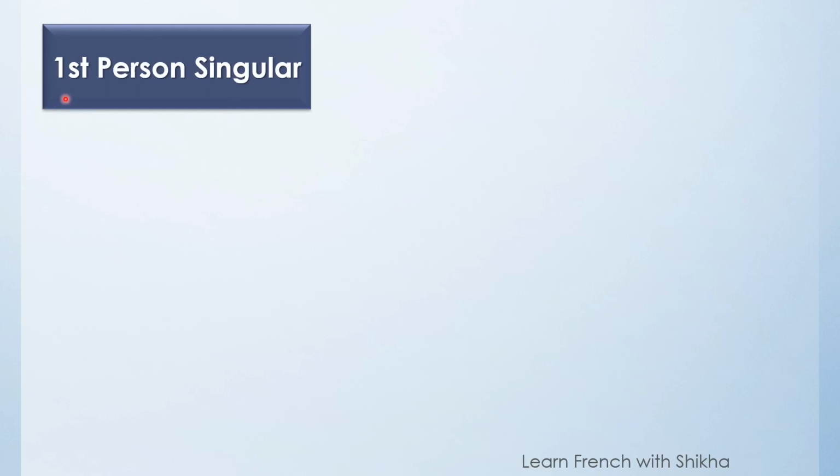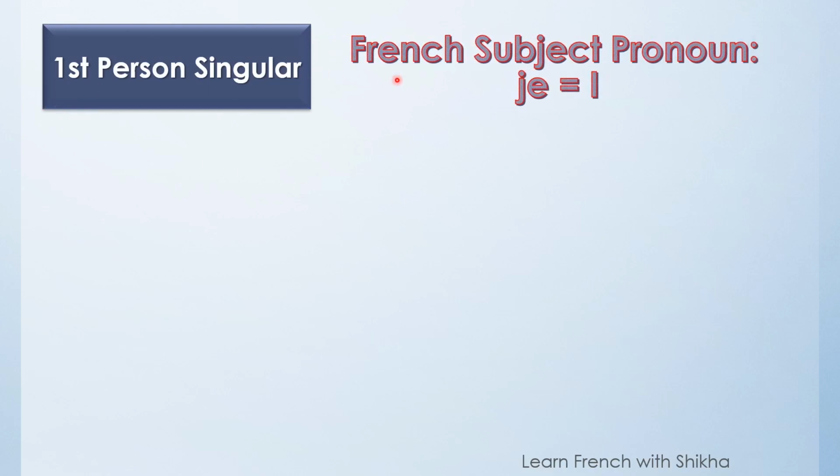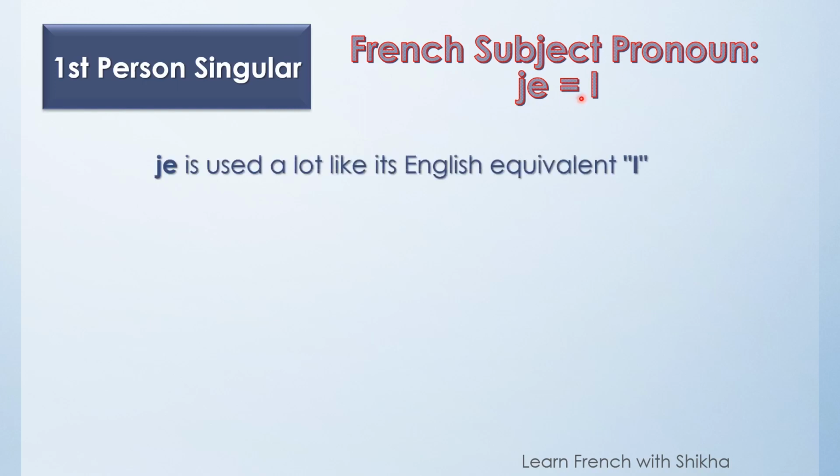Let's start with the first person singular. French subject pronoun je, which means I. Je is used a lot like its English equivalent I. The way we use I in English, the similar way we are going to use je in French as well.